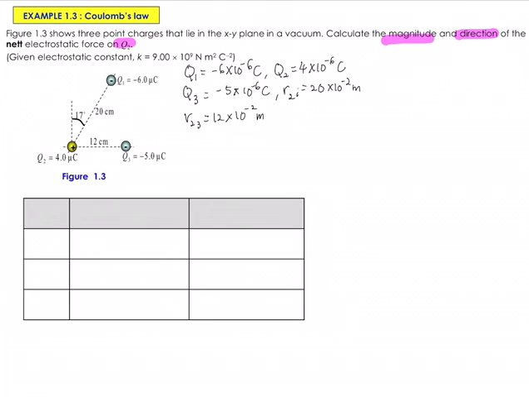And don't forget, you must calculate the theta here, which is 90 degree minus 17 degree, and you will get 73 degree. Next step is sketch the forces on Q2.